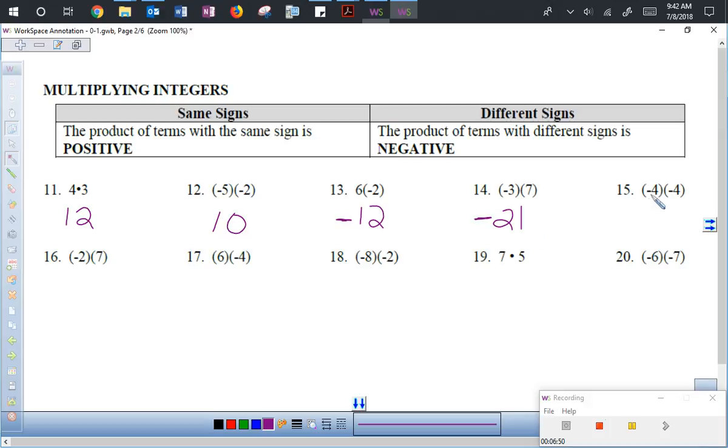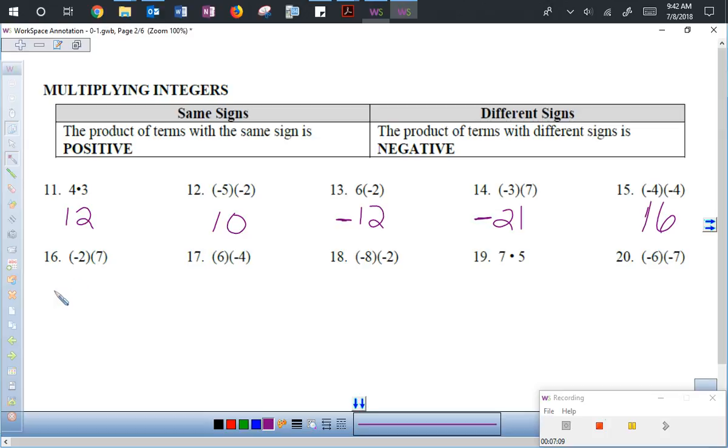And then on 15, I have a negative times a negative, which I know will be a positive, and a 4 times a 4, which is a 16. So the important part here is I handle the signs, I make sure I double check my signs, and then I go for the numbers. So please pause the video, do the next 5 completely on your own.